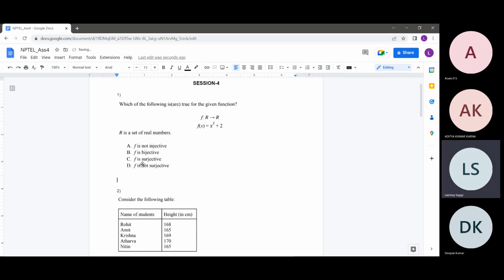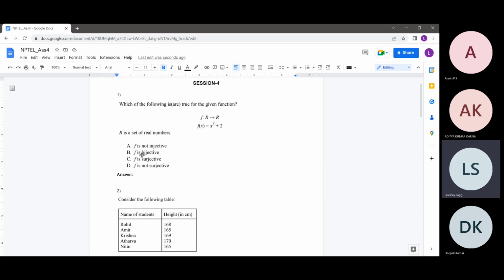So let's come to the first question. The first question says which of the following is true for the given function. We are given a function f which has a domain of R, where R is the real numbers, and the codomain is also R, and f of x equals x squared plus 2. Now we want to find out what the properties of this function are.